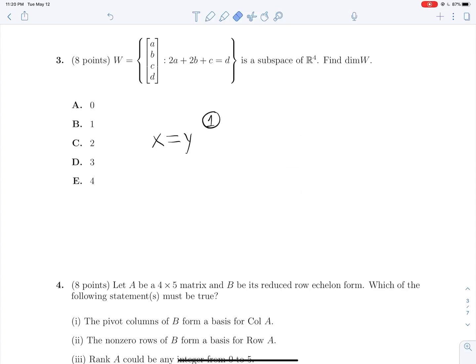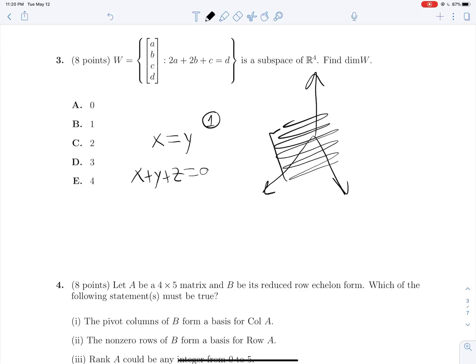Let's move up a step. What is the dimension of x plus y plus z equals 0? I've made this hard on myself by drawing the first octant like this, but it's a plane. It's a plane in 3 dimensions, and what's the dimension of a plane? The dimension of a plane is 2. Maybe you're seeing a pattern here.